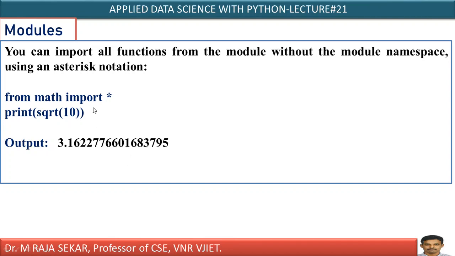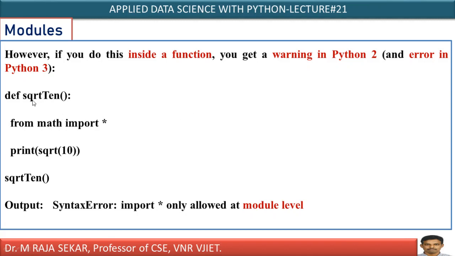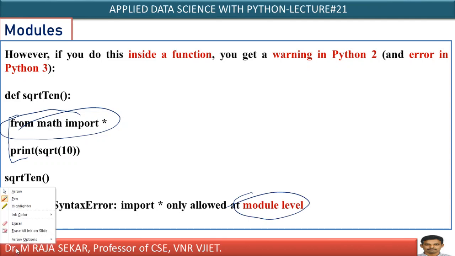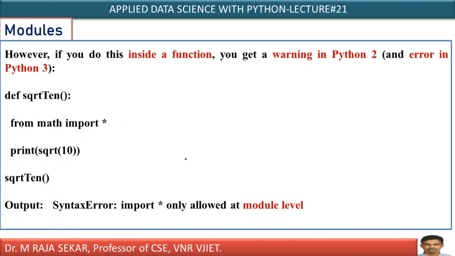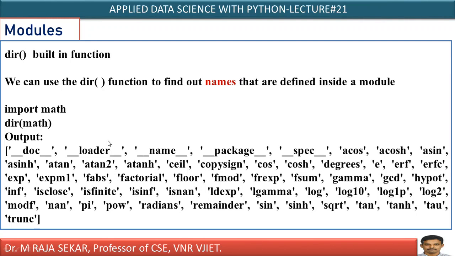Just see here, from math import star means I am importing all the functions, print sqrt of 10, it will display. We don't have any issue in this particular statement, but here I am defining def sqrt10. What does it mean? This is the definition of the function. Inside the definition, if you try to use from math import star, it will generate an error. That particular error is a syntax error. Which type of syntax error? It is a module level syntax error.